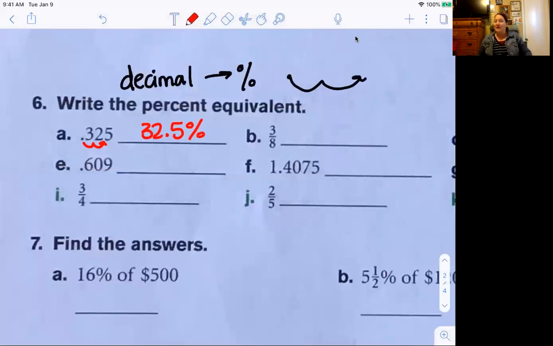Well, what if I have something like 3/8? What's my decimal equivalent for 3/8? 0.375. Now that I have a decimal, I can move it over. 1, 2 to the right, and we have 37.5%.